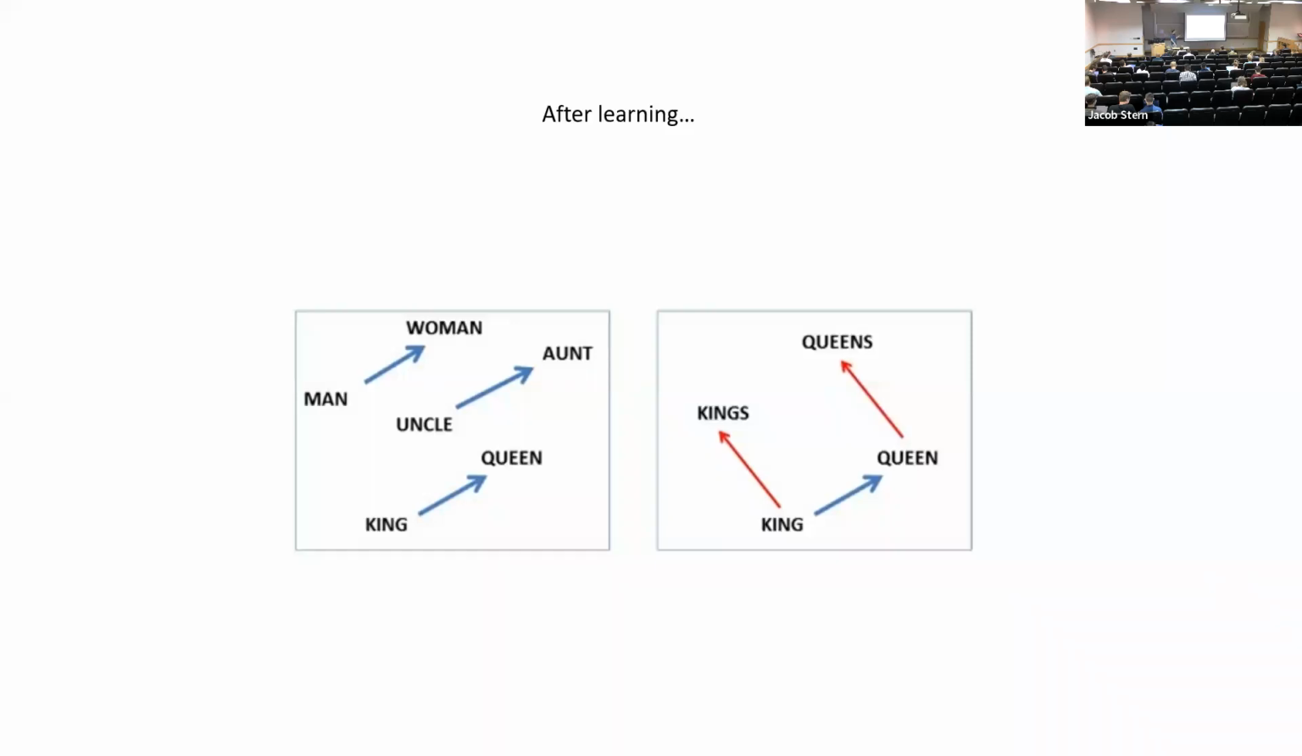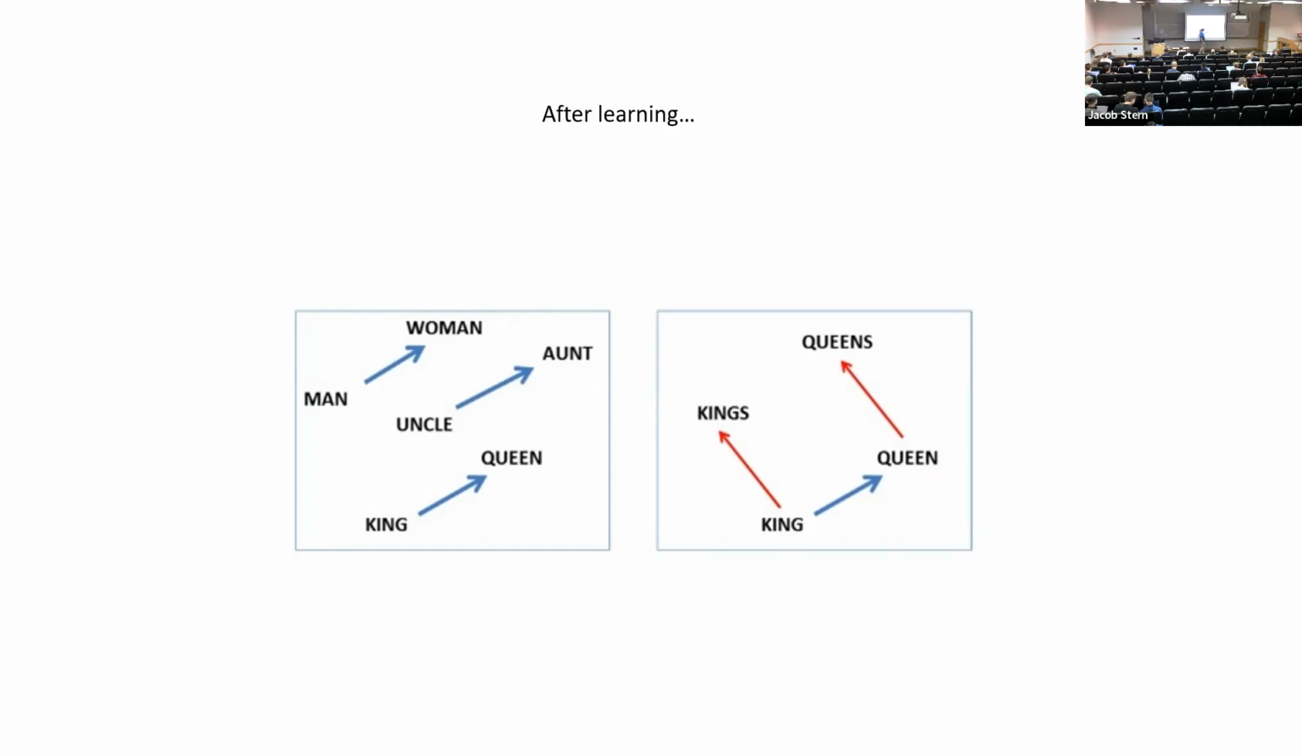And after learning, we can do some really cool things with these word vectors. For example, if we do vector subtraction, we see that there is a vector that represents the relationship between man and woman. And it so happens that that vector is the same vector that represents the relationship between uncle and aunt, and also king and queen. And if we take that one step further, there's also a vector that represents the relationship between king and kings, queen and queens.